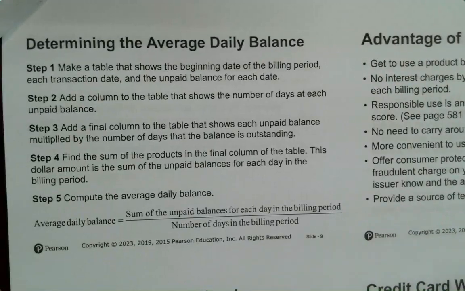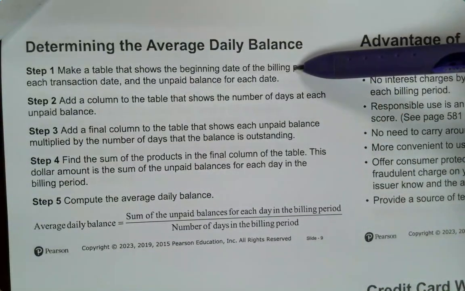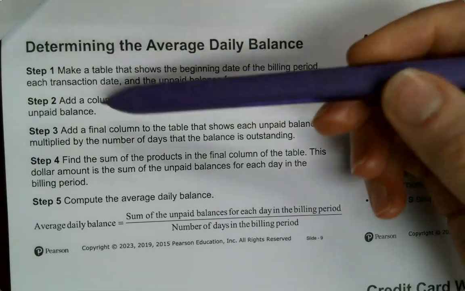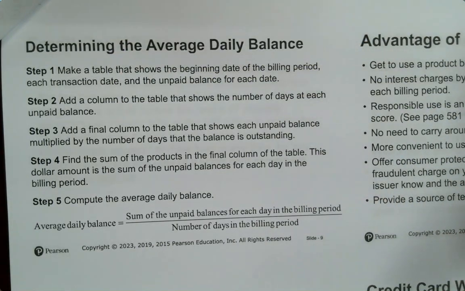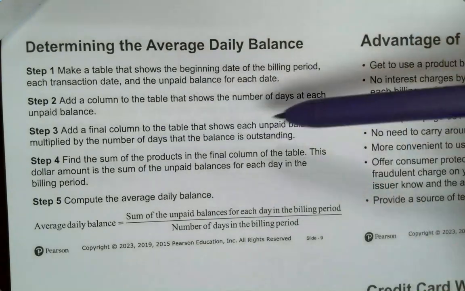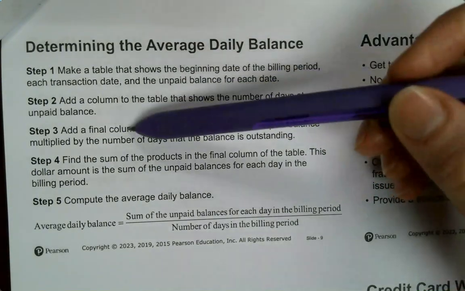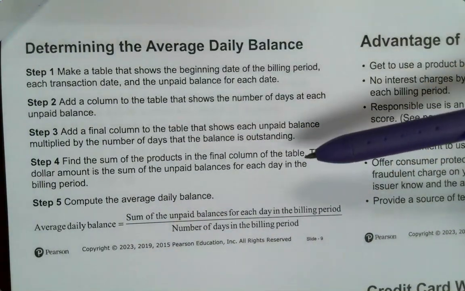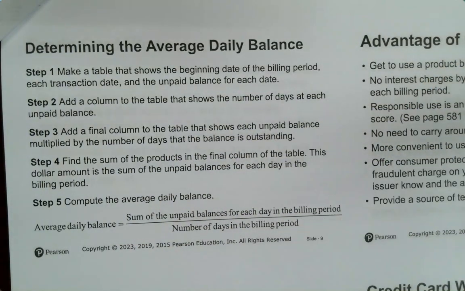Okay. Finding the average daily balance, we did that. So you make a table, including transaction date, unpaid balance, add a column that shows the number of days of each unpaid balance, add a final column showing the unpaid balance multiplied by the number of days the balance is outstanding, and then find the sum. And then you divide by the number of days in that billing period. So we actually did that earlier.